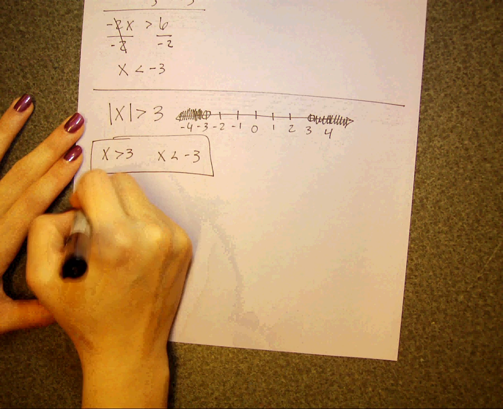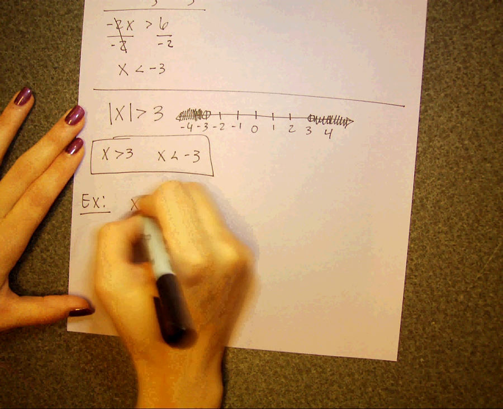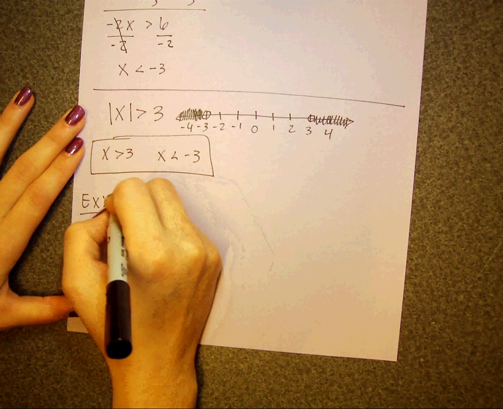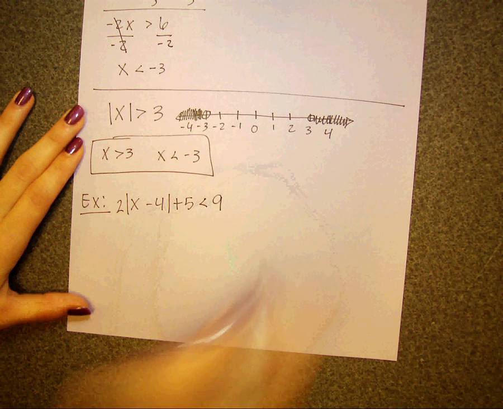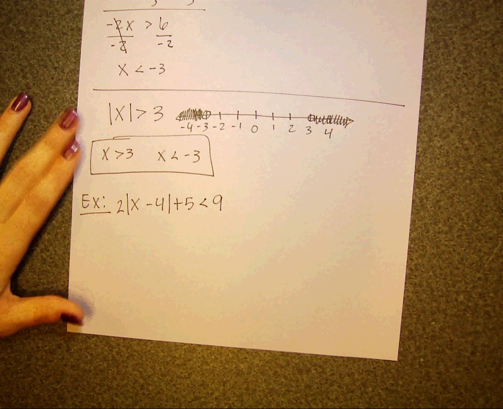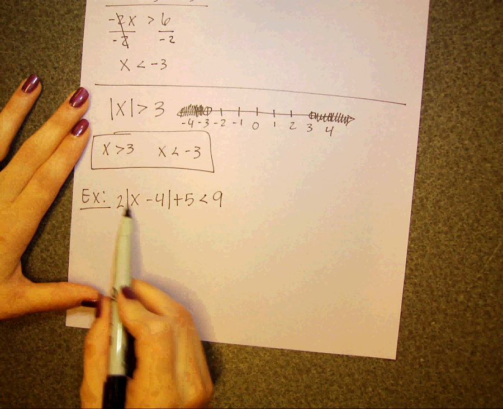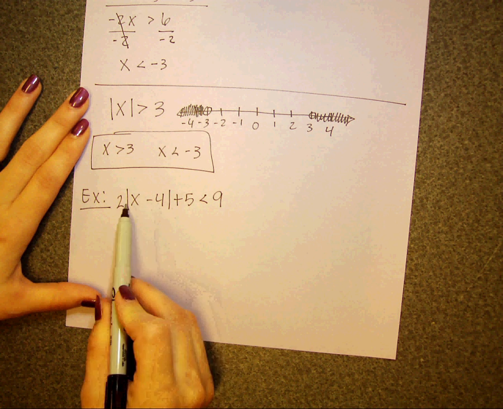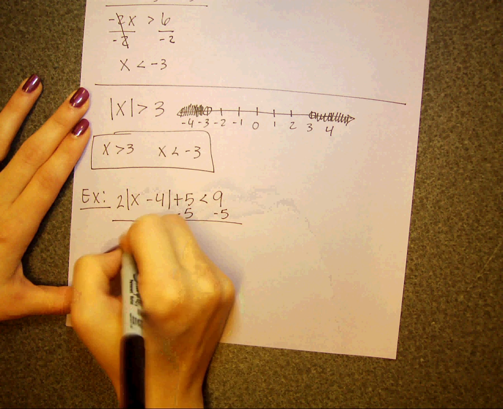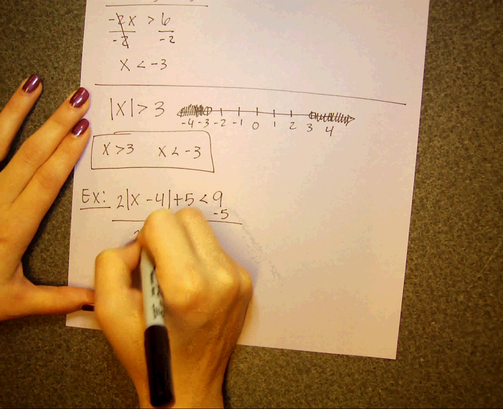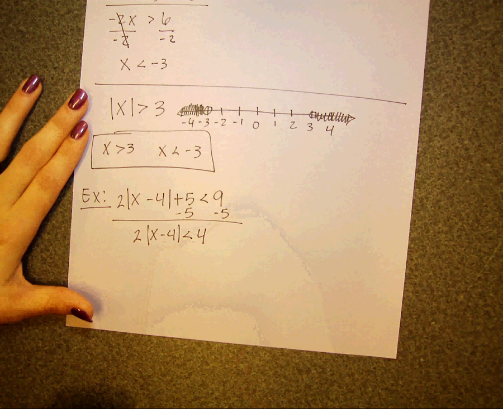So let's do another example. Say I have this inequality right here. So remember, just like when we're solving absolute value equations, my first goal is to get the absolute value by itself. And I'll do that just like I would a regular equation. So I'm going to subtract 5 from both sides. So I get 2, absolute value of x minus 4 is less than 9 minus 5. 9 minus 5 gives me 4.